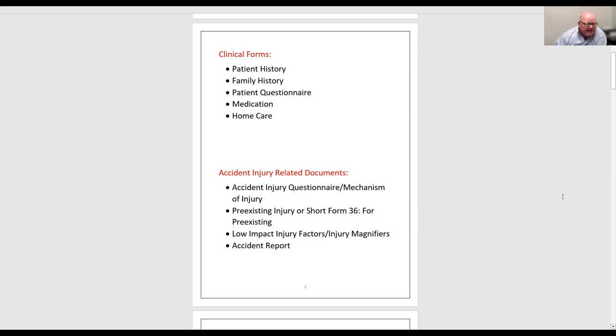And then we'll go into the accident injury related documents. So that's the accident injury questionnaire, which is the mechanism of injury. Pre-existing injury, or short form 36, that's for comparative analysis if the person does have a pre-existing injury. And the low impact injury factors are what we call the injury magnifiers. And then definitely the accident report to confirm all these things.